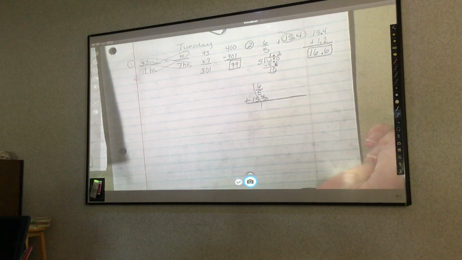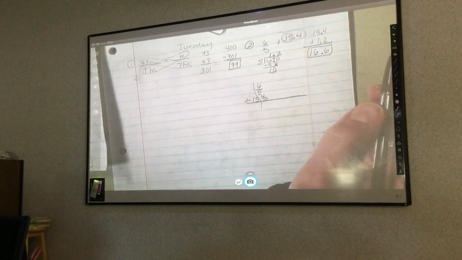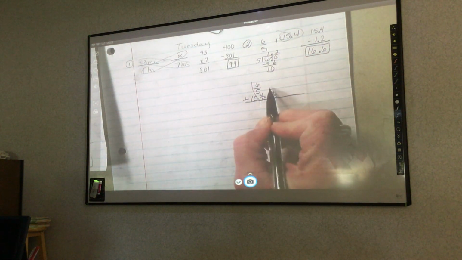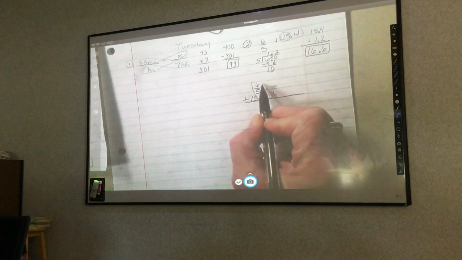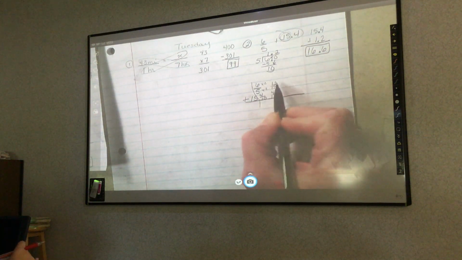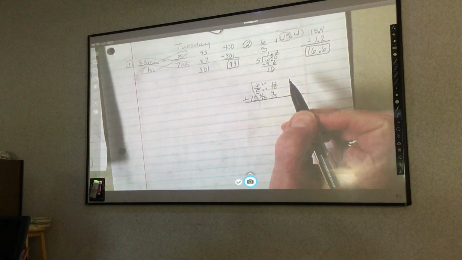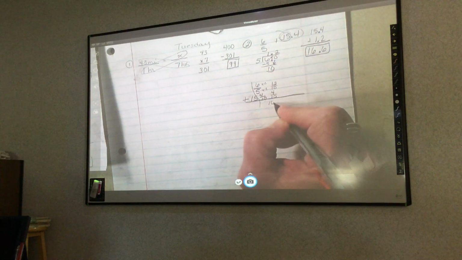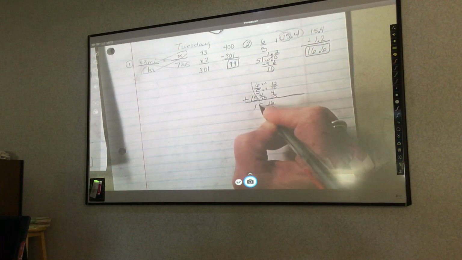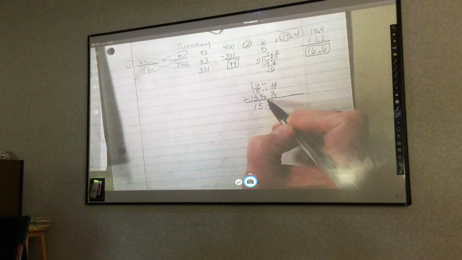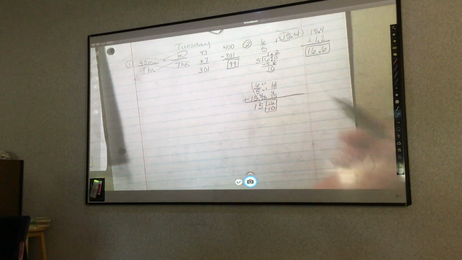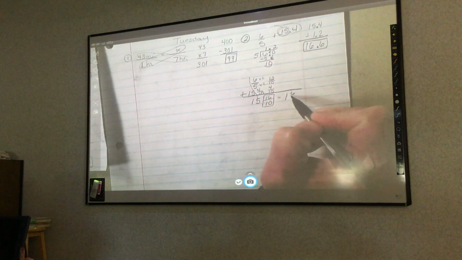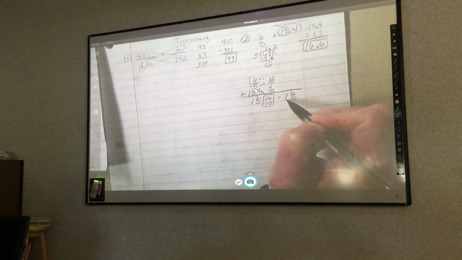When I'm adding 2 fractions, I need to make sure I have the common denominator, which would be 10. So 5 times 2 is 10, 6 times 2 is 12. So I have 12 tenths plus 4 tenths is 16 tenths. So I have 15 and 16 tenths. 16 tenths though, I need to make that a mixed number. It would be 1 and 6 tenths, because 10 goes into 16 one time, 6 left over.